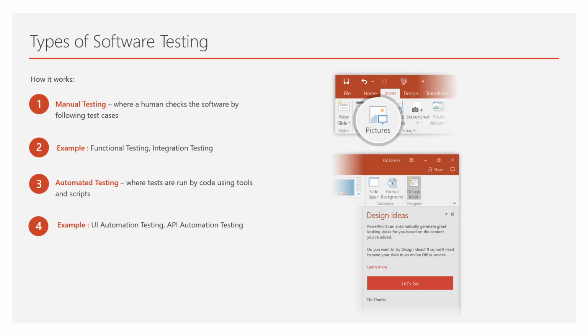Similarly, we can give other examples like clicking on particular CTAs, that means a button, to check whether it redirects us to the next page or the next journey of the application. There are multiple examples of manual testing. We can call it functional testing as well as integration testing. We will go deep down into those types of testing in the next videos.